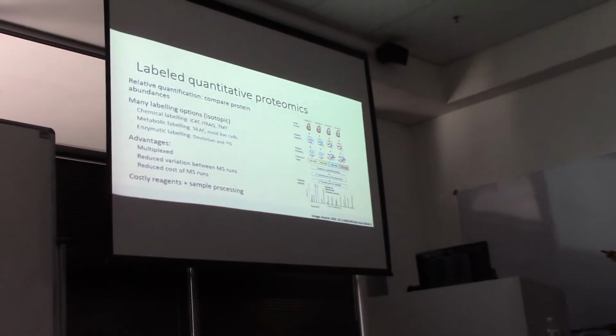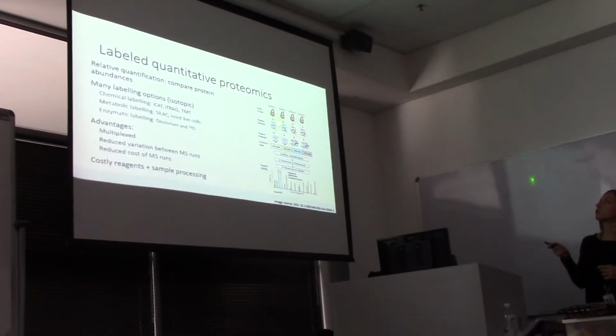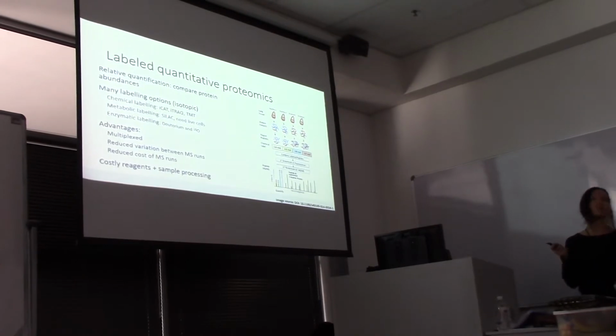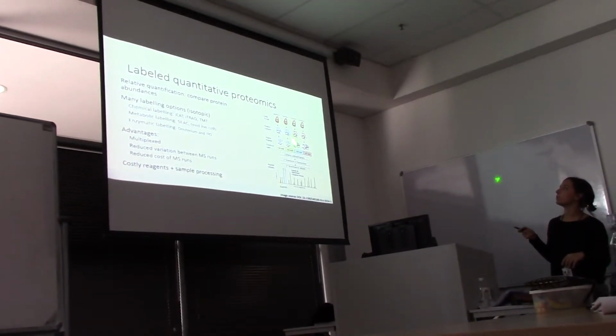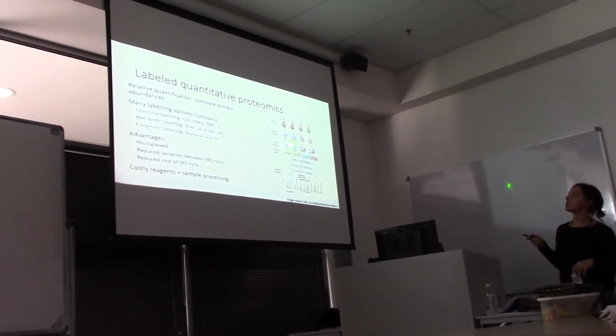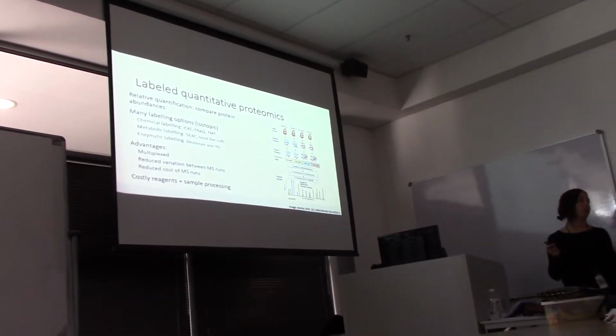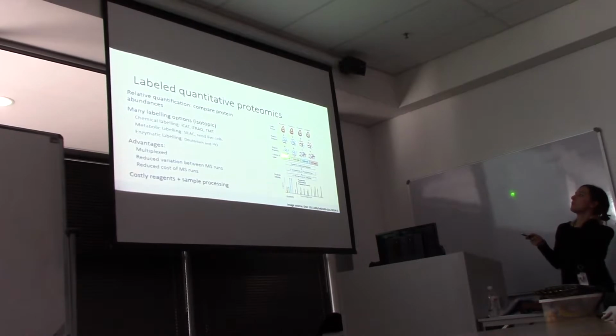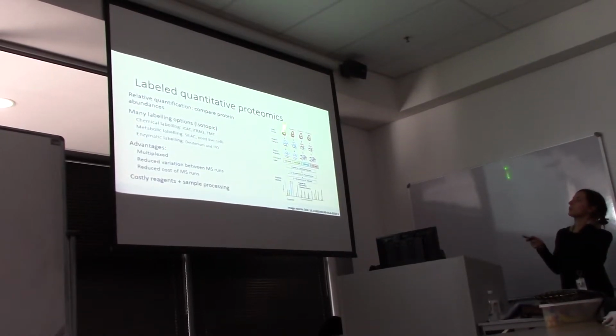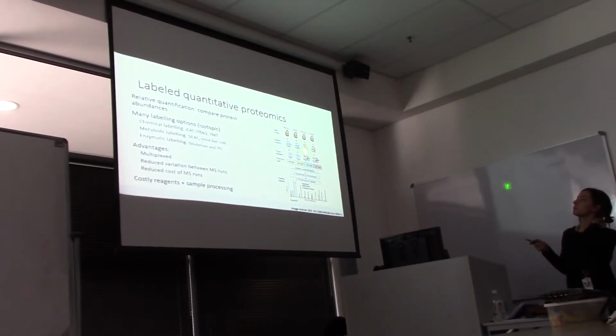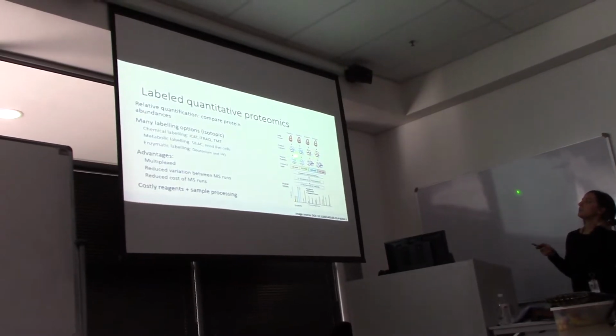And the point of labeling is that if you have your different samples, so this is just a 4-plex, we're comparing 4 at a time, you take out your protein, and then you trypsin digest, and then, so this is an iTRAQ label, 114, 115, 116, 117. They go up to 8-plex. And you label every single peptide. And this one, it gets 114, this one 115, this one 116, 117. And then these get pooled.